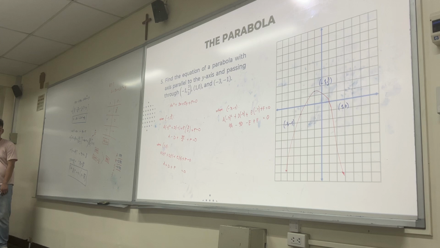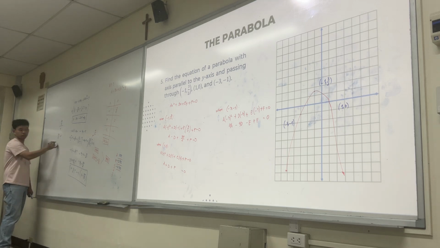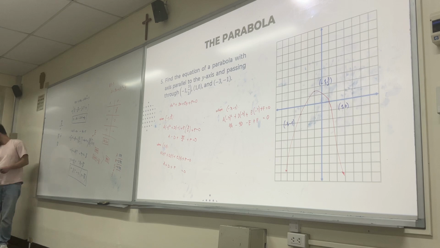So 49 over 8 over 4. That's 49 over 8 times 1 over 4. You get 49 over 32.